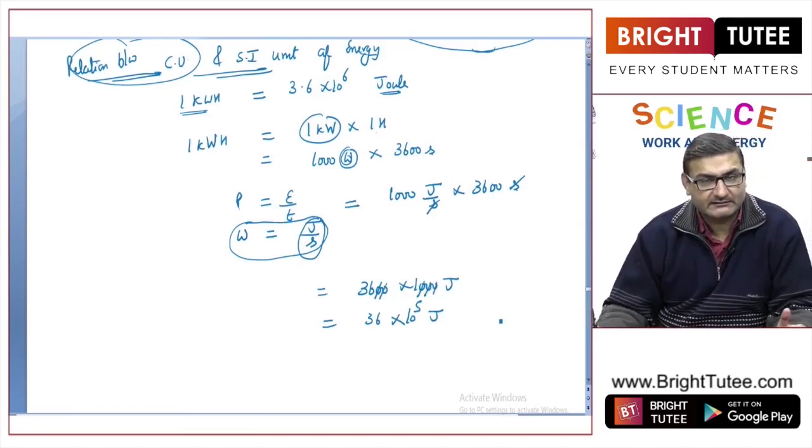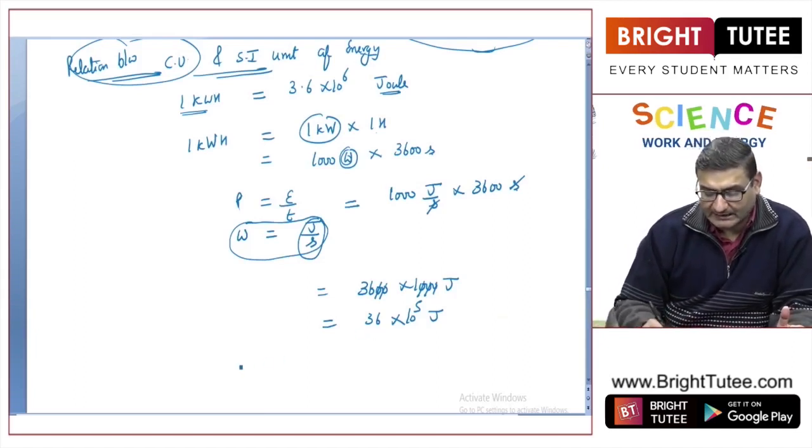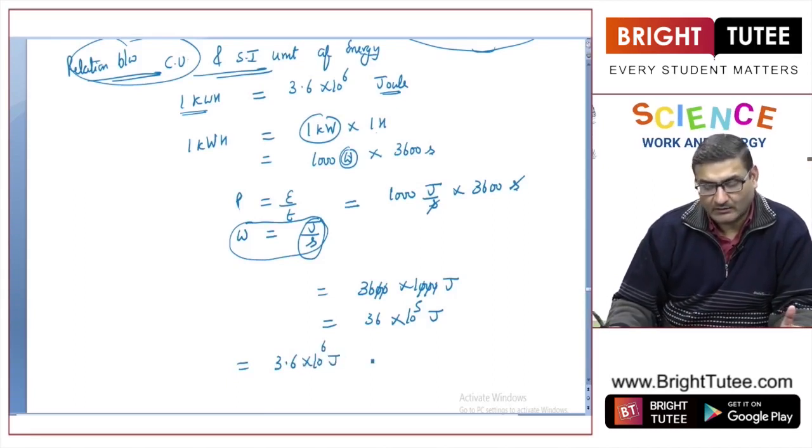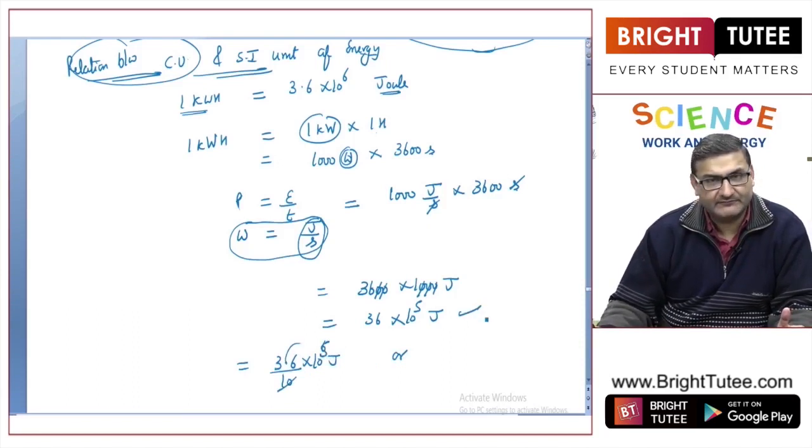Sir, you have said 10 to the power 6 or you have said 3.6. Yeah, it is one and the same thing. Let us see how. I can write this as 3.6 into 10 to the power 6 joule. How come? Let us see. If I remove this decimal and divide by 10, one unit will be cancelled and I am left with the same 36 into 10 to the power 5.